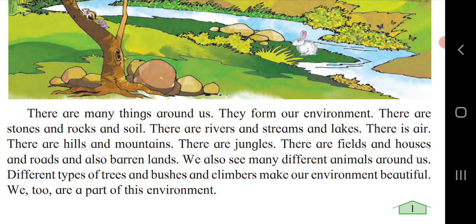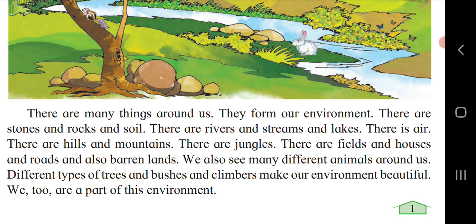They form our environment. As before starting our chapter, I told you that whatever the things is surrounded to us, that only creates environment. What is environment? The man-made things or the natural things which are surrounded to us, the combination of these two things is known as environment. There are stones and rocks and soil. Yes, surrounding to us we found stones, rocks, soil, also different materials, water, plants, trees, mountains, and many more.